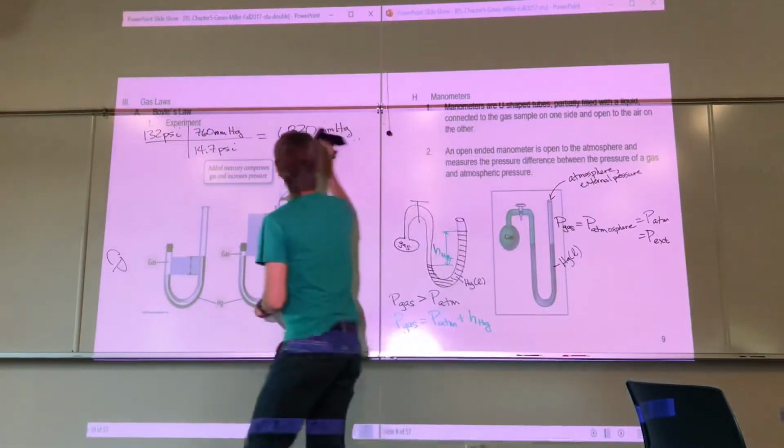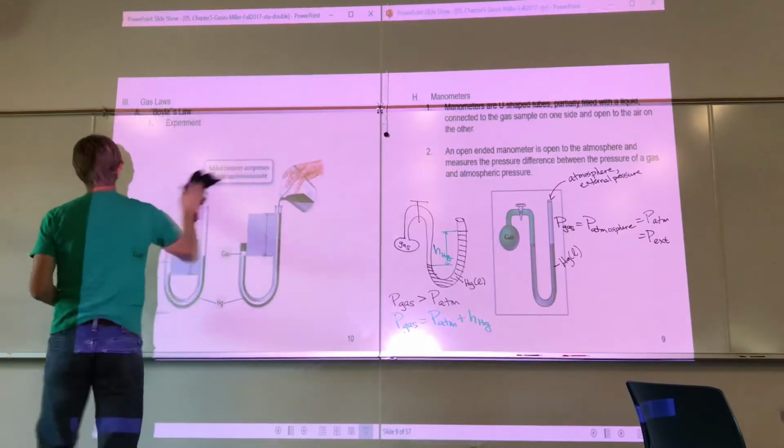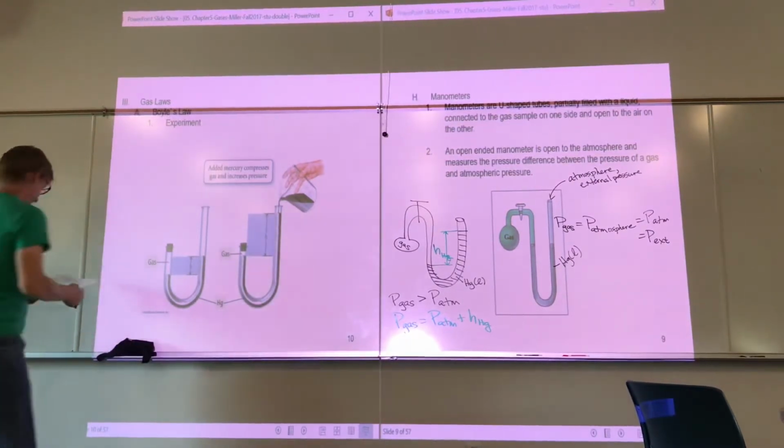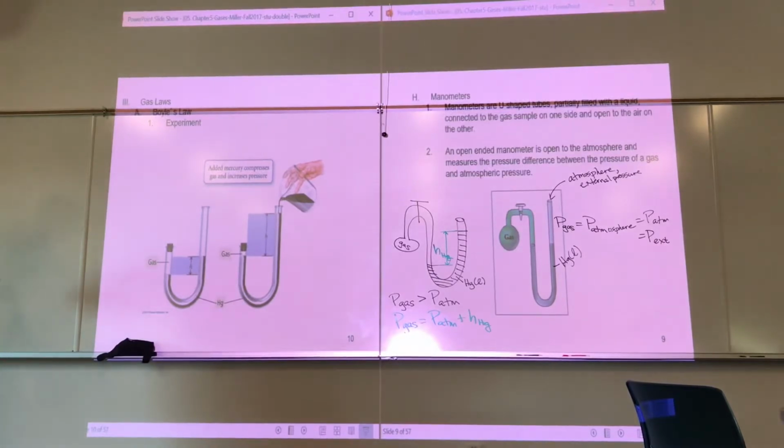Now we come to our first gas law. The first gas law is called Boyle's law.